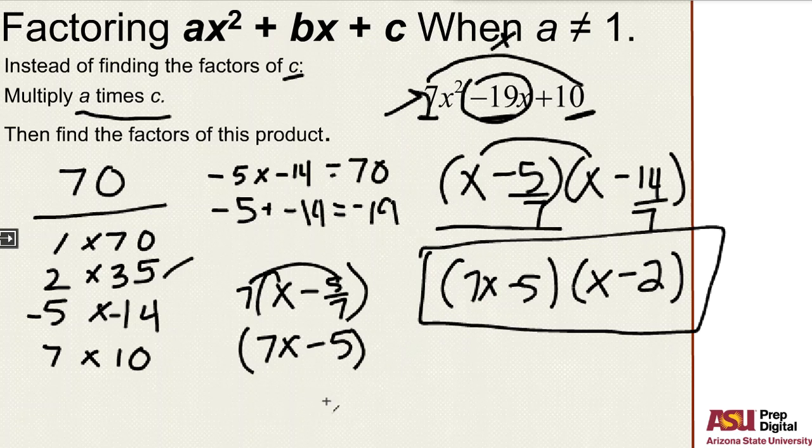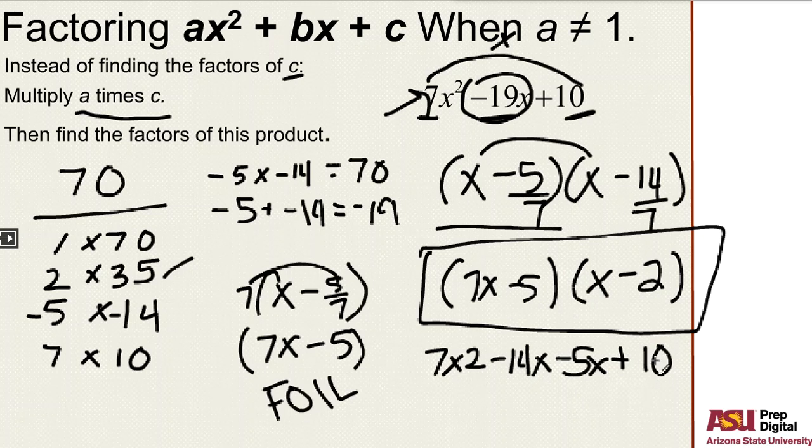So I cleared the fraction, and now what I have is a final answer, and I can always check it by using the distributive property. One thing that's helpful with two binomials is FOIL. So my first makes the 7x squared. My outside makes negative 14x, my inside makes the negative 5x, and the last makes a positive 10. And if I simplify, I get what I started with, which was 7x squared minus 19x plus 10. So I know I have factored correctly.